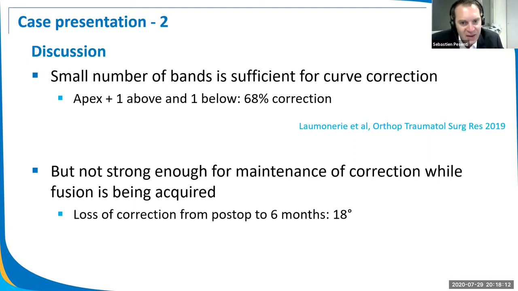But I believe that with our experience, we found that even if a low number of bends is sufficient to have a good correction at first erect, you have to be aware that it's probably not strong enough for maintenance of the correction while fusion is being acquired. So during the first 3 or 6 months, it's probably not strong enough. So you can decrease the number of bends, but beware of not decreasing them too much, or you will have a loss of correction.